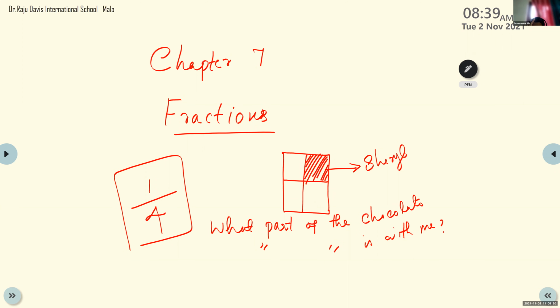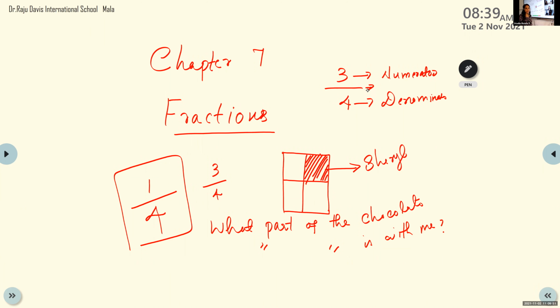If I ask what part of the chocolate is with me now, so what will you do? 3 by 4. That is with me. Okay, children. So a fraction has 3 parts. The top number is known as the numerator. And this one is known as the denominator.